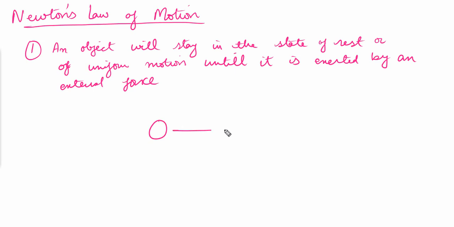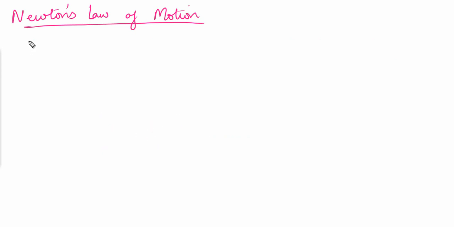For example, if an object is moving, in order to stop this object, we have to exert some external force. And if the object is static, so it has been placed on the ground, in order to move this object, we have to exert some external force. If we do not apply any external force, the object will retain its state of motion or of rest. So this was Newton's first law. Now let's see Newton's second law.